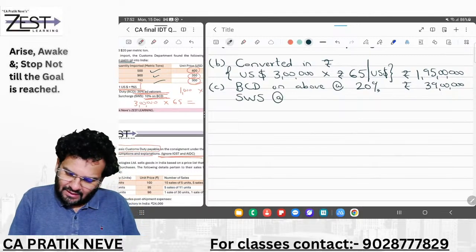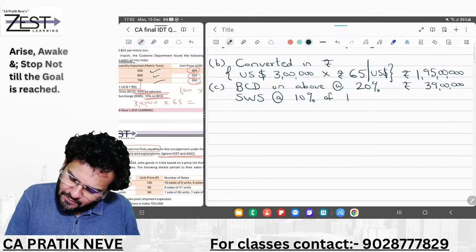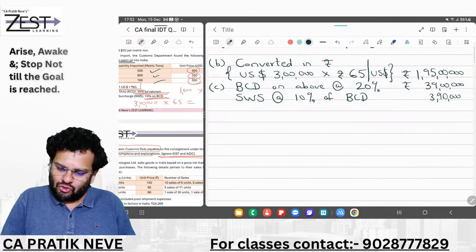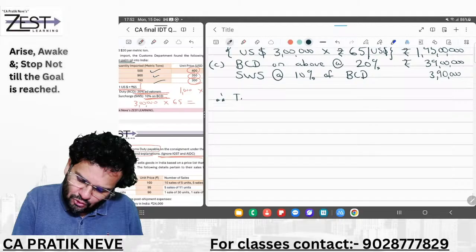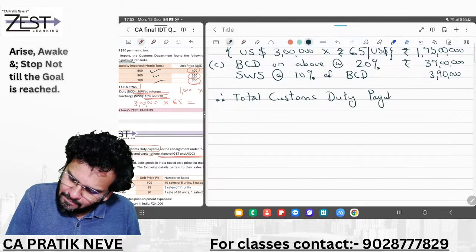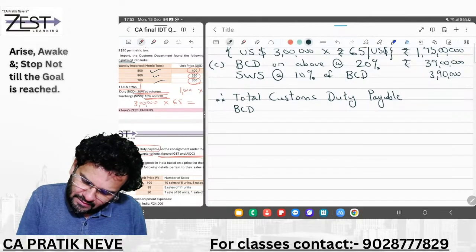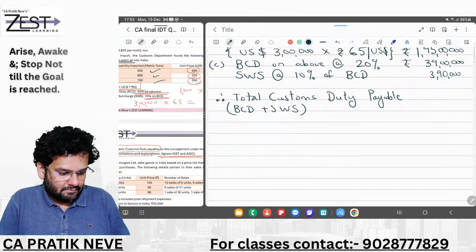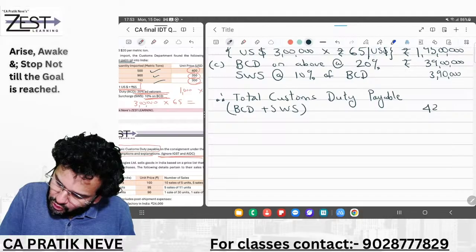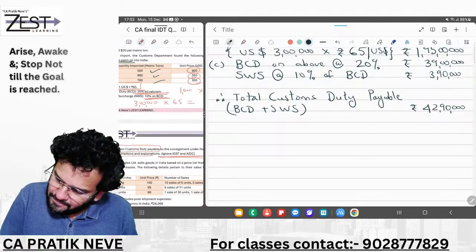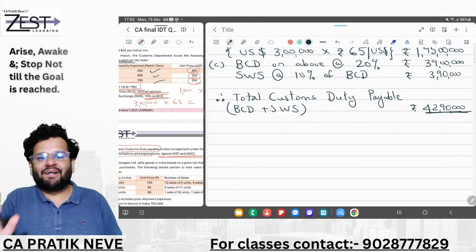SWS at 10% of basic custom duty, which will be 3,90,000. So if you want, you can get therefore total customs duty payable. So total customs duty payable shall be BCD plus SWS. What is that? Isn't it 42 lakh 90,000 rupees? So did you all understand it well?